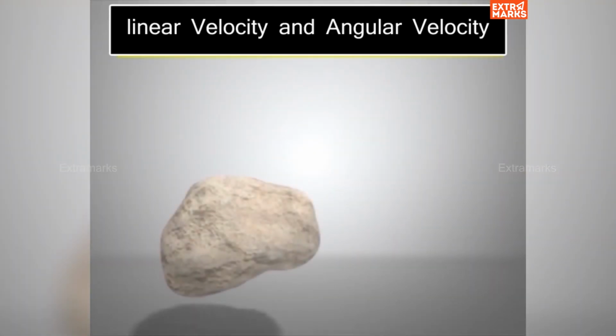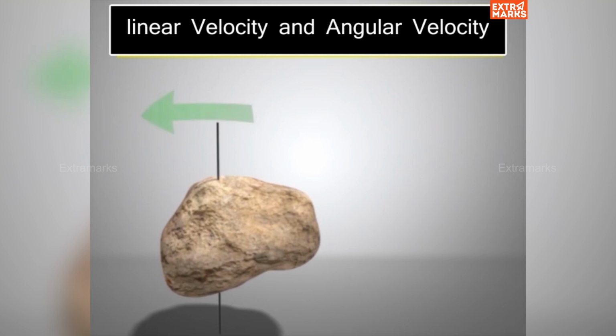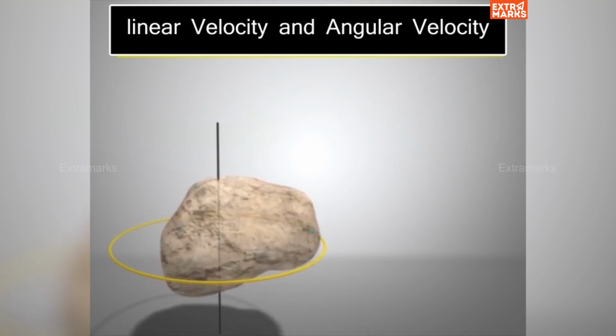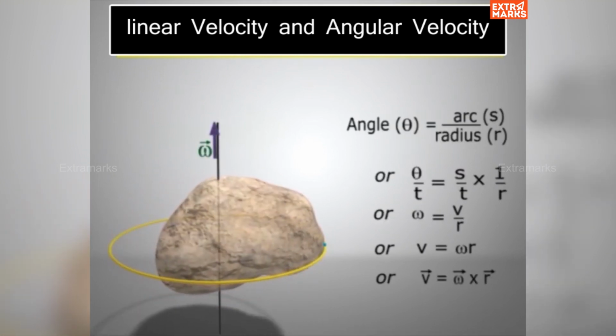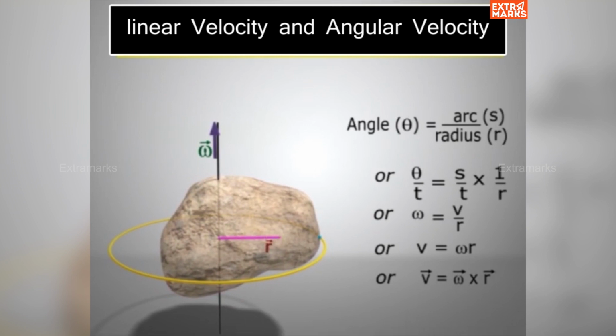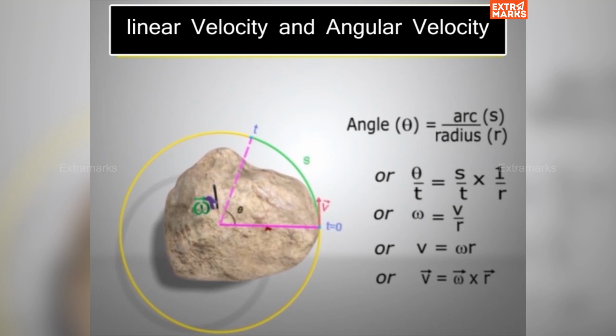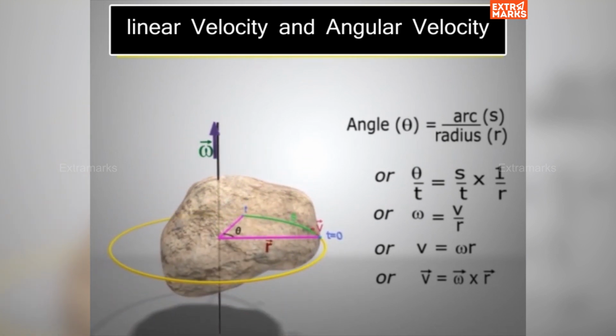Let us concentrate on one particle of the rotating rigid body that moves in a circular path of radius r. In a time t, it undergoes a linear displacement s along the circumference, and the displacement per unit time is called its linear velocity, which points along the tangent to the circle. The angle subtended at the center in the same time t is theta, and the angular displacement per unit time is called the angular velocity. The direction of the angular velocity is along the axis of rotation.